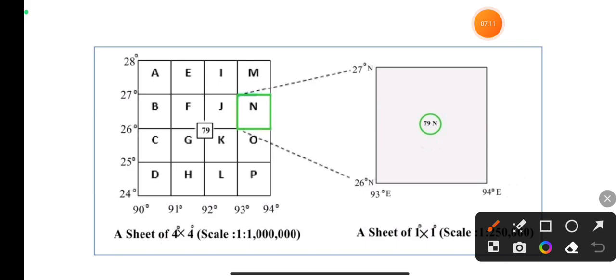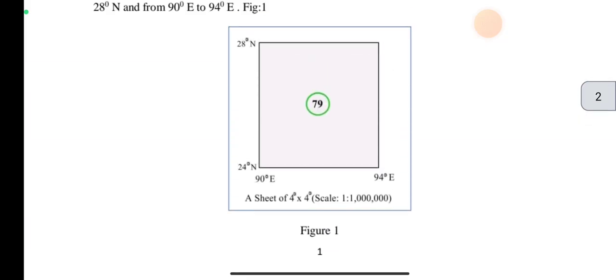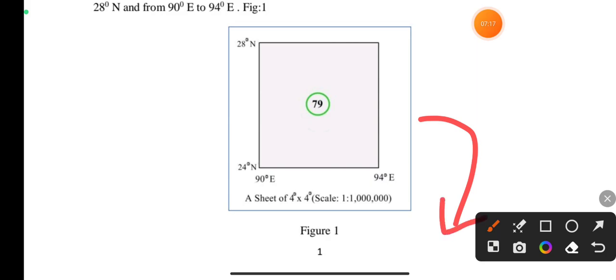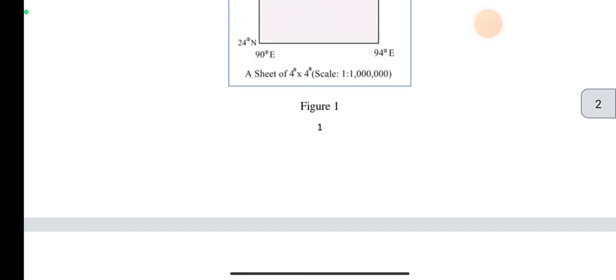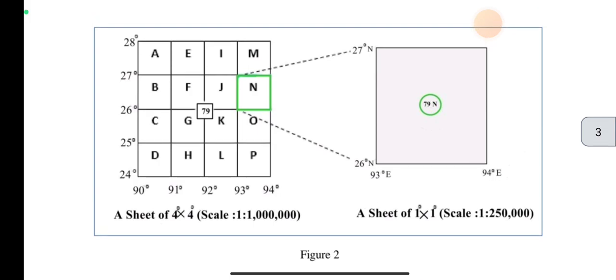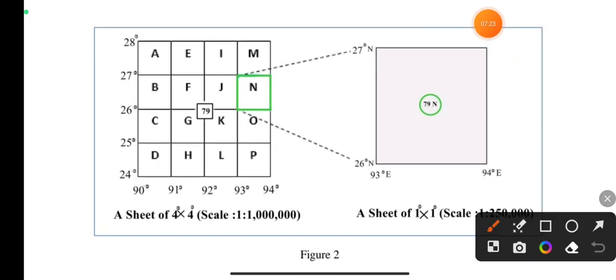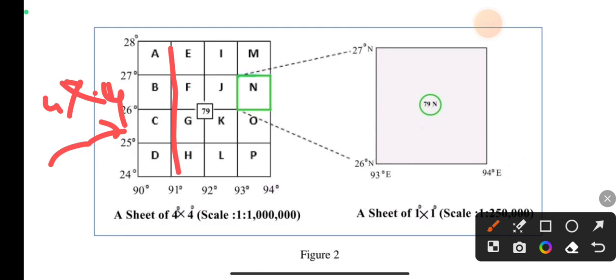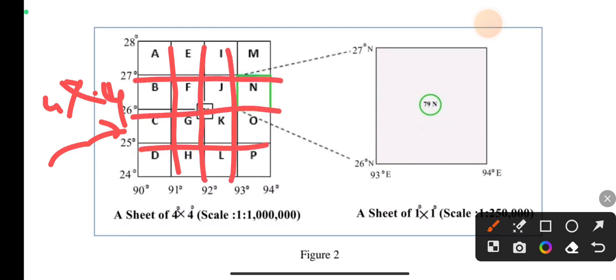Okay, so we saw this picture earlier. From here we divided it into 16 parts. 79, we are dividing that 79, 4 degree into 4 degree, into 16 parts. So basically this is also representing 4 degree into 4 degree. We are just dividing the entire grid into 16 parts in total.